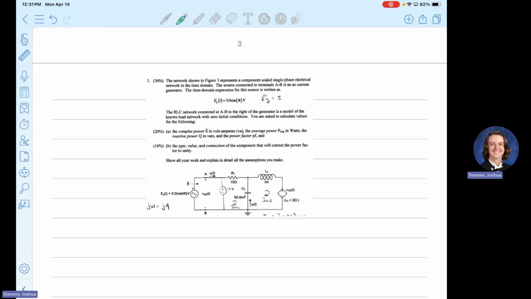Okay. So the network shown in Figure 3 represents a component scaled single phase electrical network in the time domain. The source connected at terminals AB is an AC current generator, with the time domain expression for the source written as that. The RLC network, and so on. You're asked to calculate the values for the following. A is complex power, average power, reactive power, and power factor. B is the type and the connection of the component that will correct the power factor to unity. Show all your work.